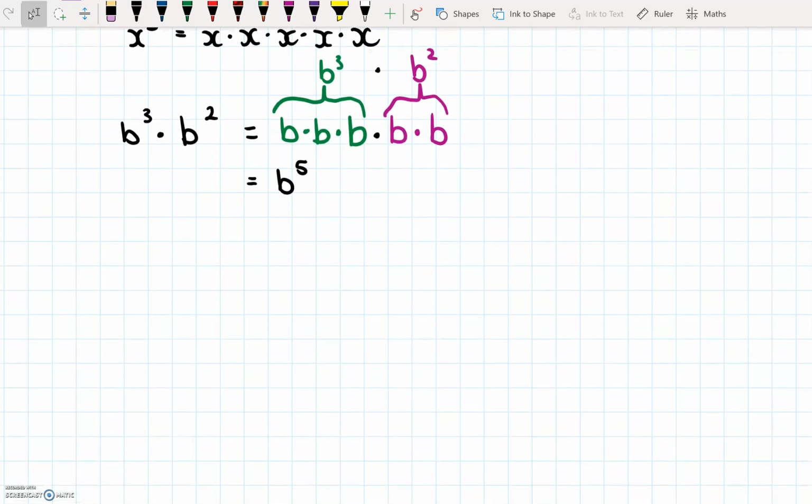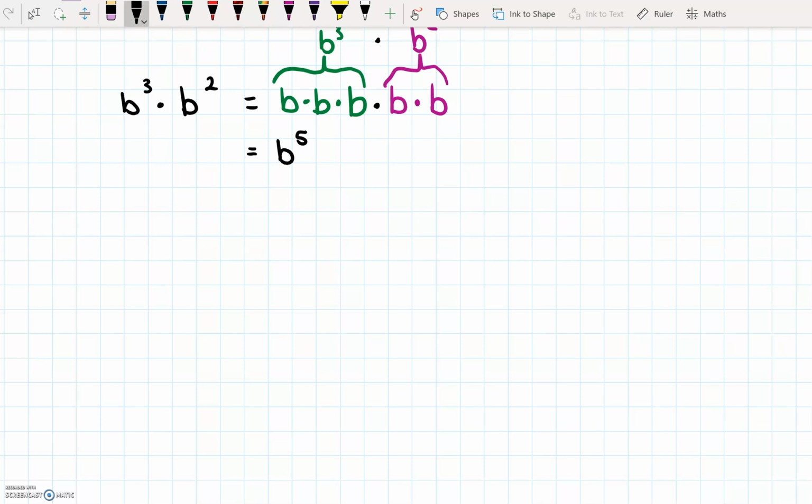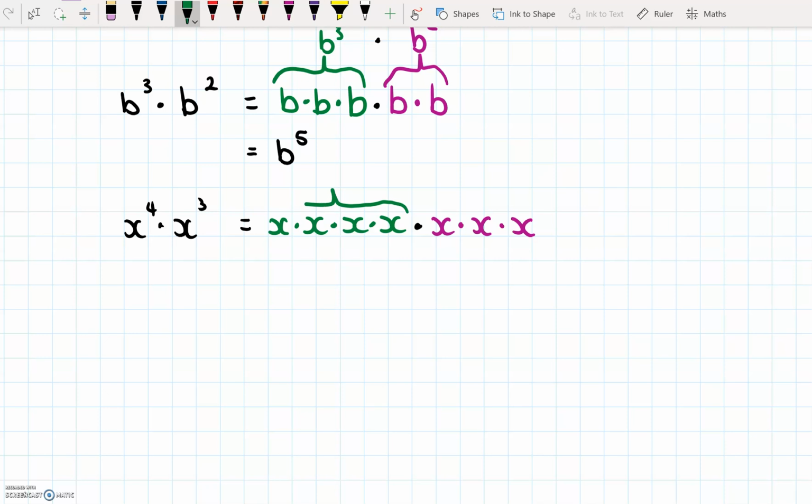Okay, let's try this again with a different combination of numbers. So if I said, for example, x to the power of 4 times x to the power of 3, what's that equal to? Well, let's have a look. So we have x to the power of 4, so 1, 2, 3, 4, multiplied by x to the power of 3, so 1, 2, 3. So this one here is x to the power of 4, and this here is x cubed, or x to the power of 3.